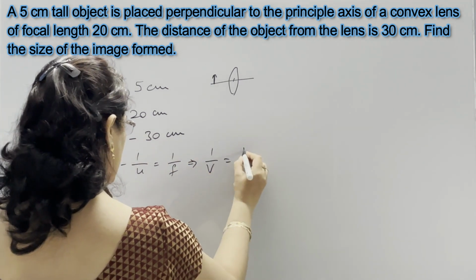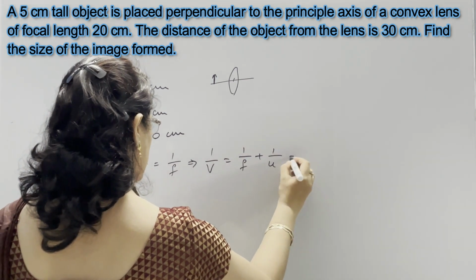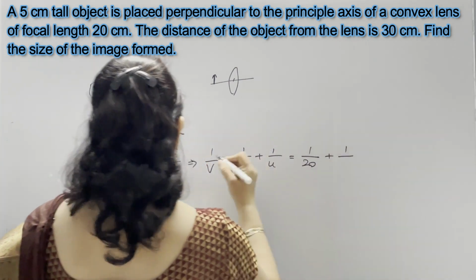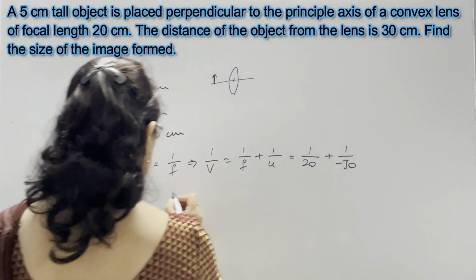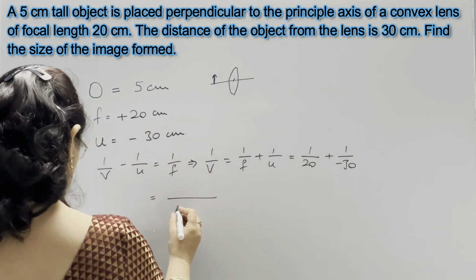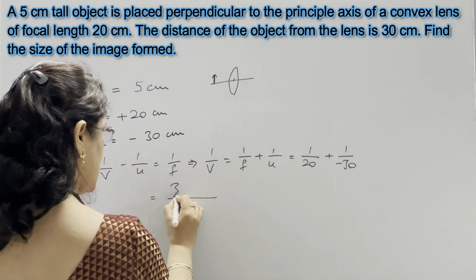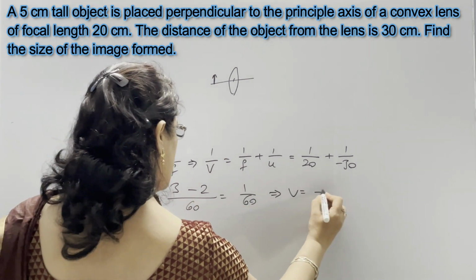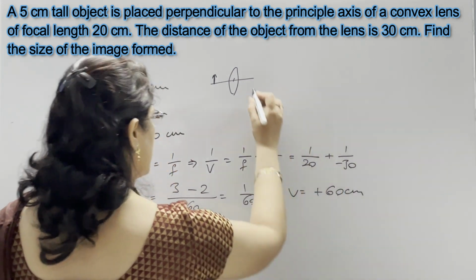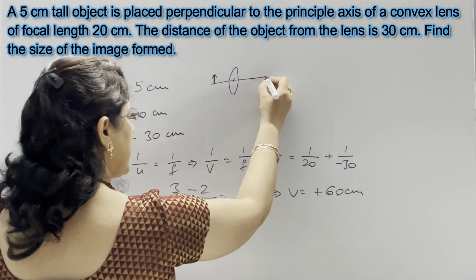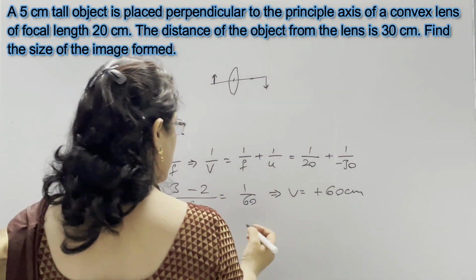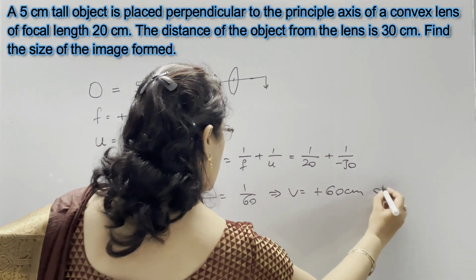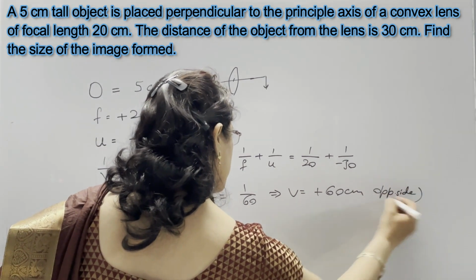So 1 by v is equal to 1 by f plus 1 by u. Value of f, focal length, is given as 20 centimeter, plus 1 upon u, which is given as minus 30. So the LCM of 20 and 30 is 60, 3 minus 2. It means 1 upon 60. So value of v is plus 60 centimeter. It means image is forming on the right hand side of the lens, opposite side of the lens where object is placed. So v is positive, plus 60 centimeter, on the opposite side of the lens.